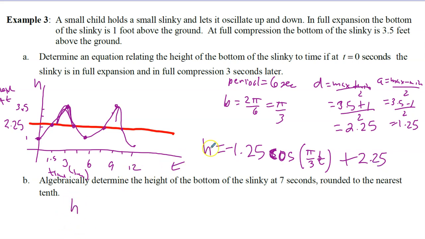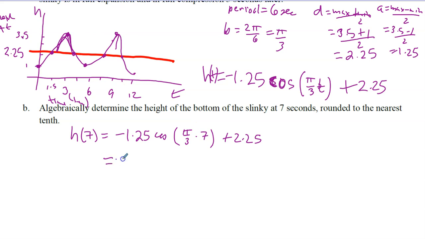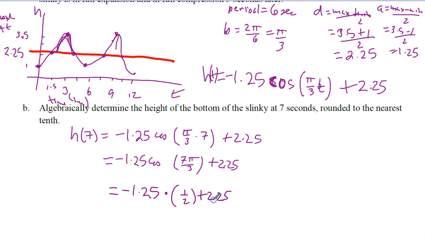Okay, algebraically determine, let's call that h of t. H of 7 is negative 1.25 cos pi over 3 times 7 plus 2.25. Okay, so negative 1.25 cos 7 pi over 3. So we should be able to do that. So 7 pi over 3 is actually coterminal with pi over 3. So it's just going to be pi over 3. The cosine of pi over 3 is 1/2. Plus 2.25.